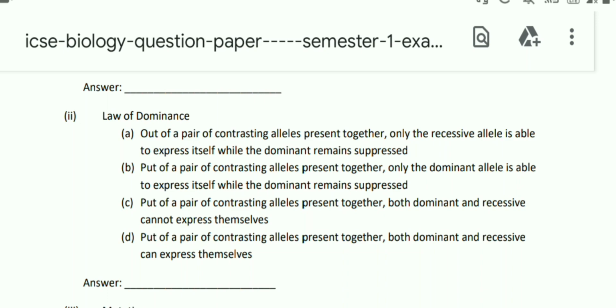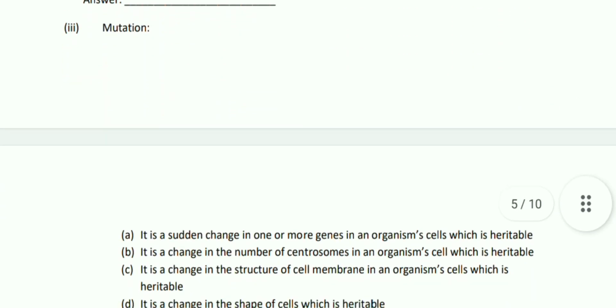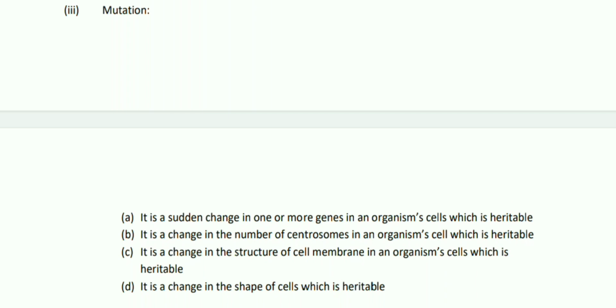Okay, this question has a little garbage here and there. There has to be some problem with the question paper that I have received, but law of dominance means only the dominant allele will be able to express itself while the recessive one will not. Next, mutation. What is mutation? Mutation is a sudden change in one or more genes in an organism's cell which is heritable. Option A.